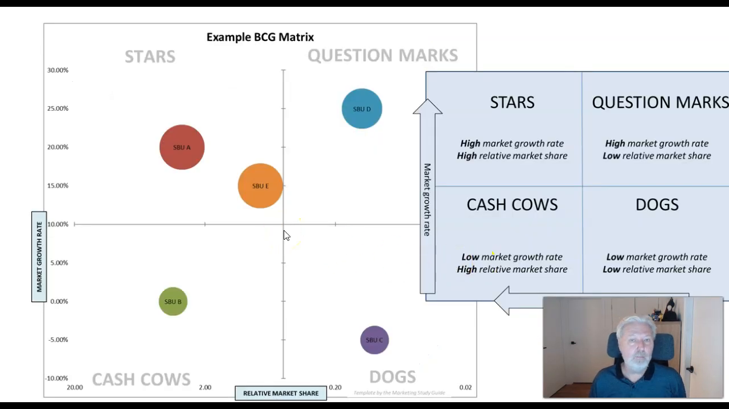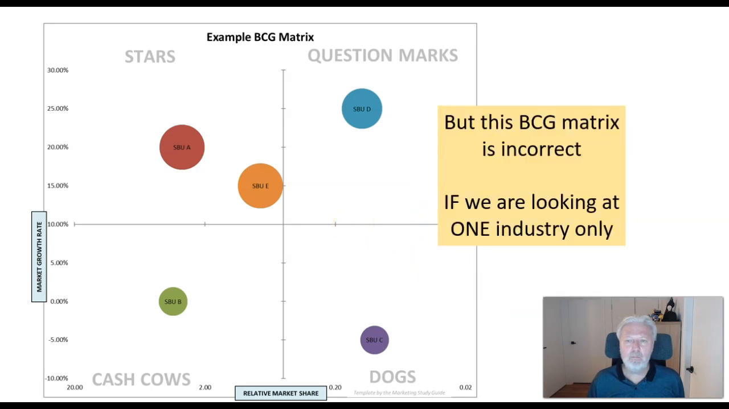Okay, now this is the BCG matrix, which you've probably seen before, with stars, question marks, dogs, cash cows. Up here, this is the higher growth rate. This is the lower growth rate. This is market share, so higher relative market share and lower relative market share. I've just got that summarized there for you, but it's fairly straightforward. I'm assuming you're familiar with it.